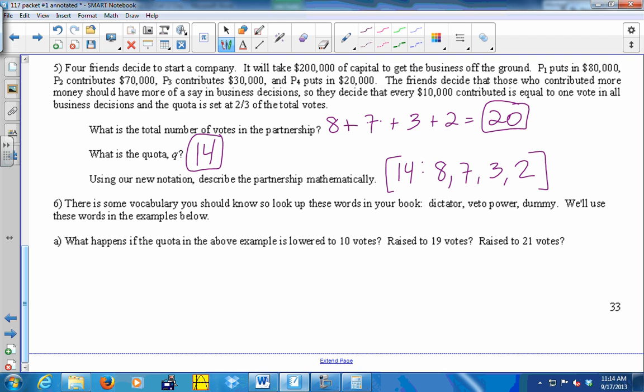Now, what happens in this example of the 4 friends if we were to lower the quota to 10 votes? The votes are still 8, 7, 3, 2, but it only takes 10 votes to pass a motion. What would happen? What would be the practical ramifications? Anybody see a problem with having 10 as the quota? It's not a majority. Why is that a problem?